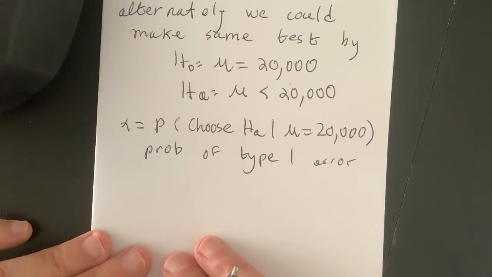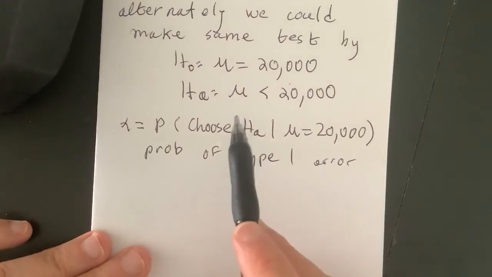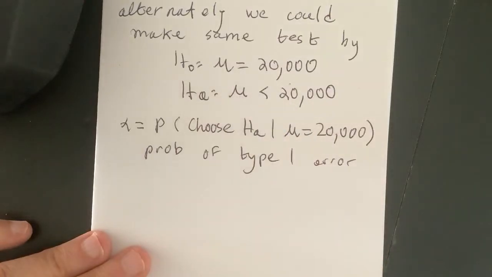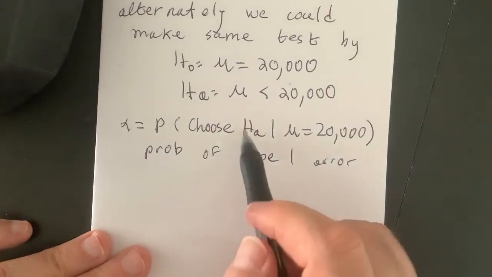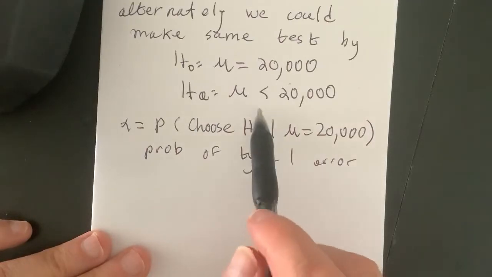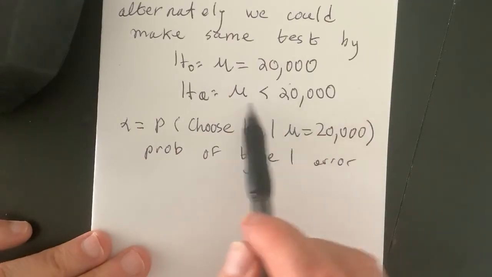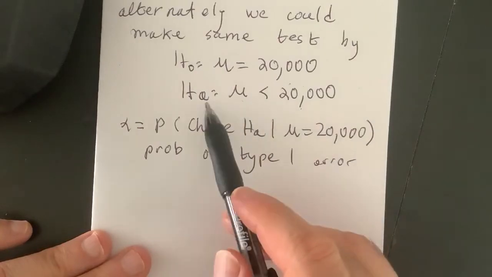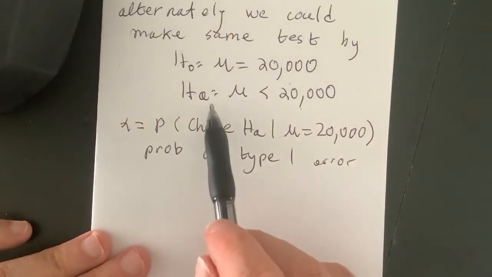Well, usually HA is not a single mu equal to a single value, or p equal to a single value. It's a set of values. So here it's not really clear. I can't really set mu equal to the boundary here because that would be setting it equal to 20,000, then I'm already in H0. I have to set it to something in HA and show that H0 is true, or show that the test chooses H0.